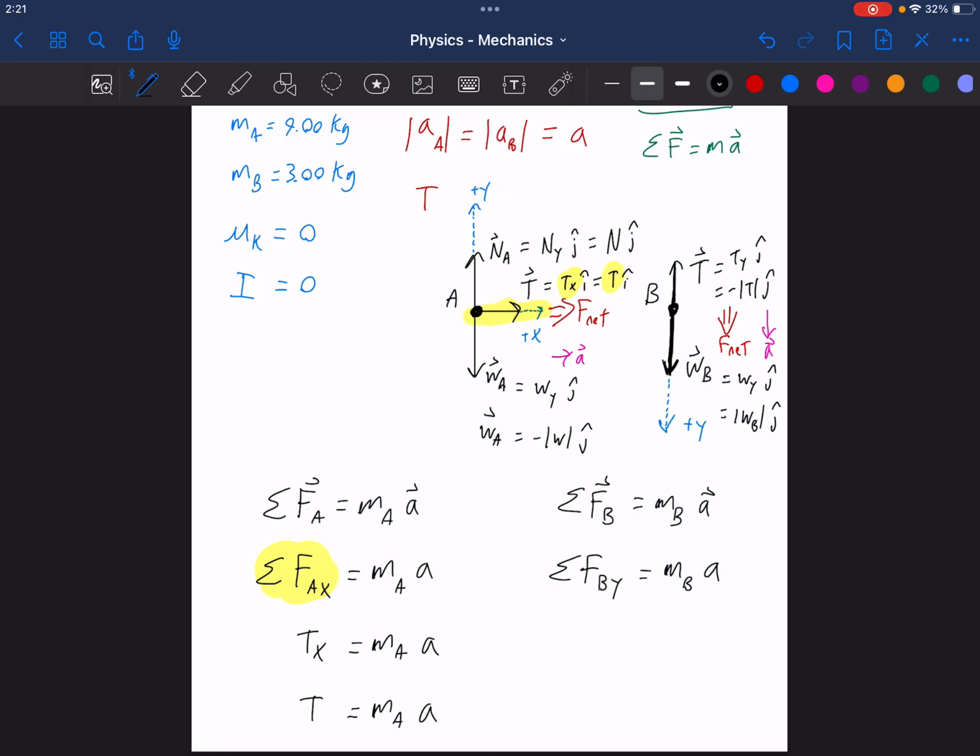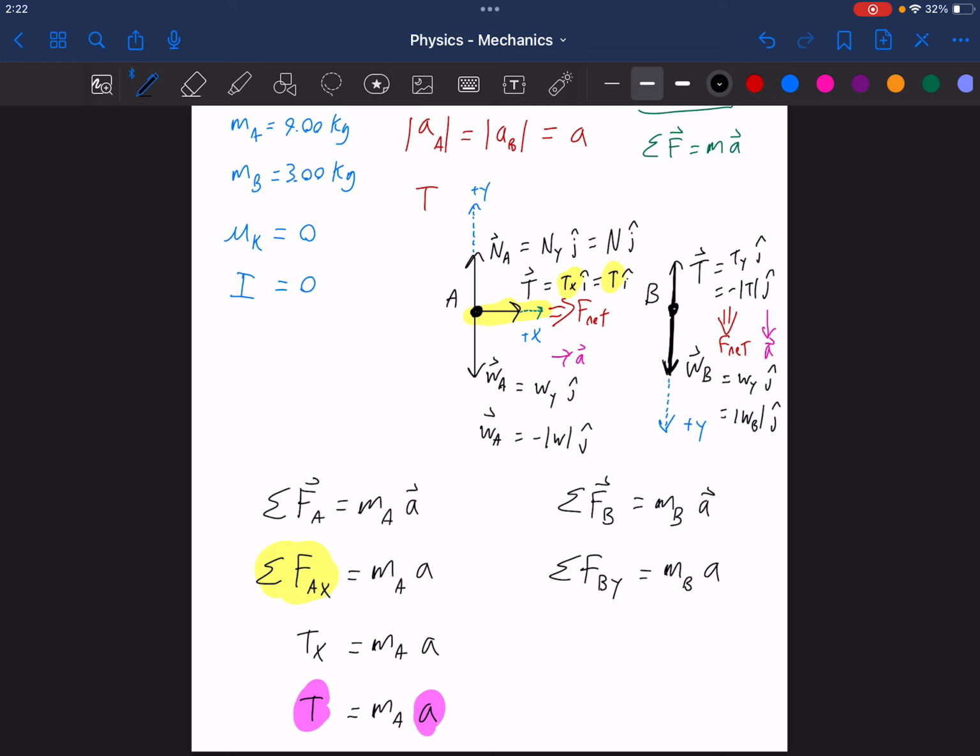Okay, I can't solve the problem yet because I don't know my tension or my acceleration. Those are both unknowns to me. But I have an equation that may be useful. I have two unknowns, so I'm going to need two equations. This is the one equation I generated from object A, but let's use object B. For object B, we can generate another equation and hopefully solve for my unknown.